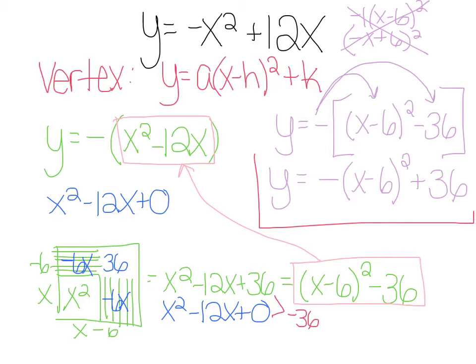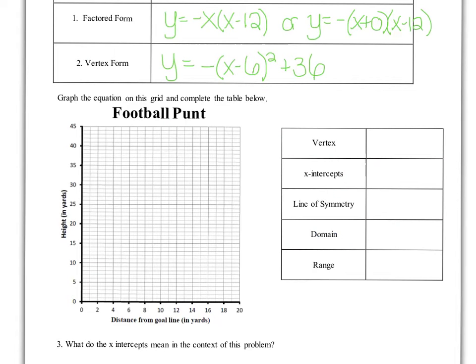Therefore, this is going to be our vertex form. And what's nice about vertex form is that we can easily see the vertex, which is going to be 6, 36. Because if you remember, h, which is in here, is always the opposite. Looking back at what we have, we've now found our equation in factored form, and we have our equation in vertex form. We're next asked to graph the equation on this grid and complete the table below.